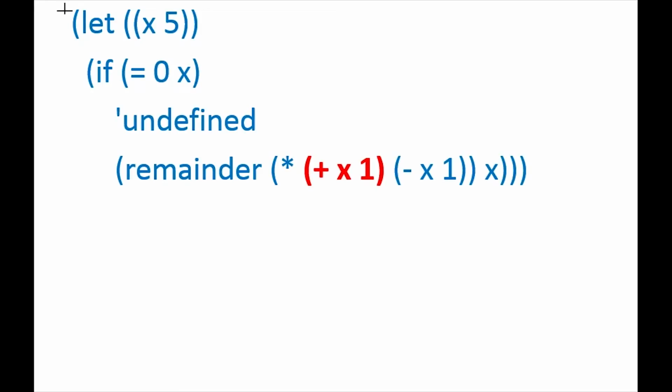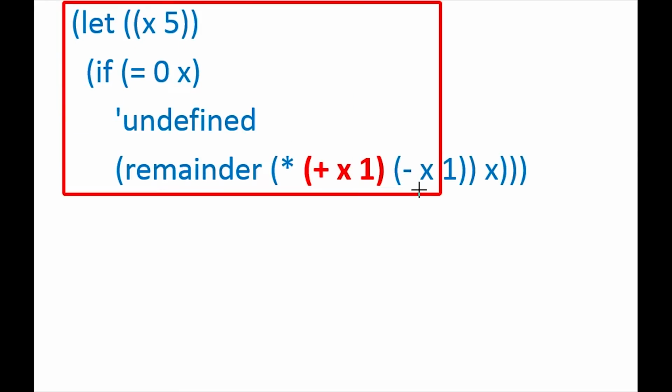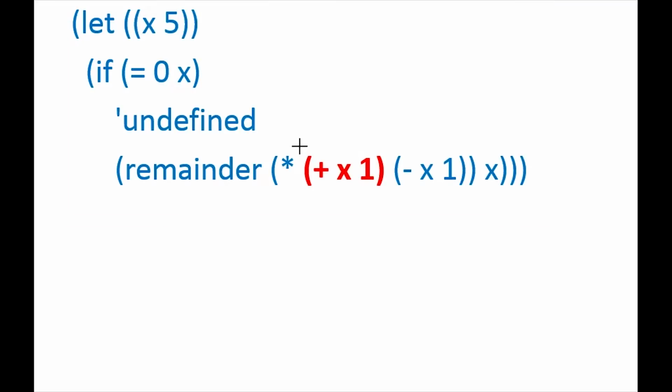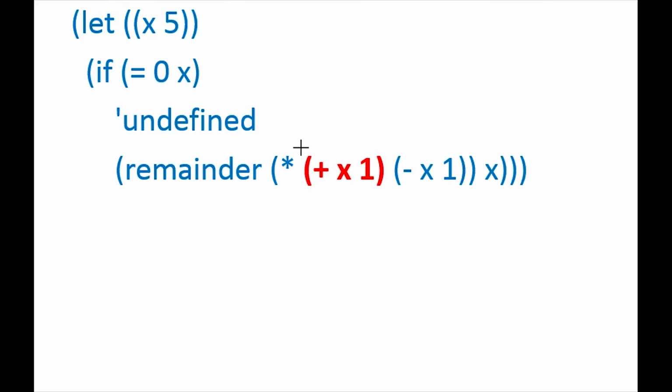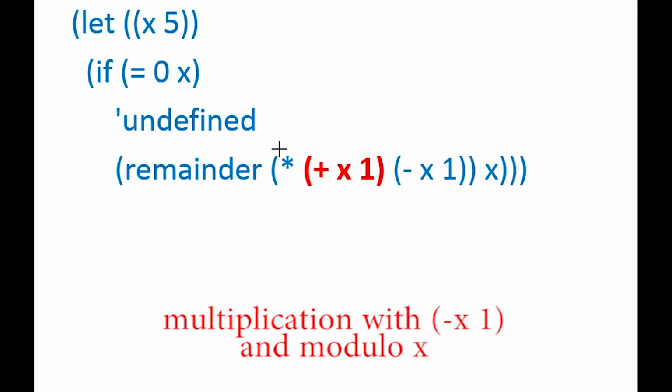Here's a slightly more complicated example where we have the context C and the red spot E. What is the continuation of this red sub-expression in this context? Well, this is multiplying by x minus 1 and taking the remainder with integer division by x.